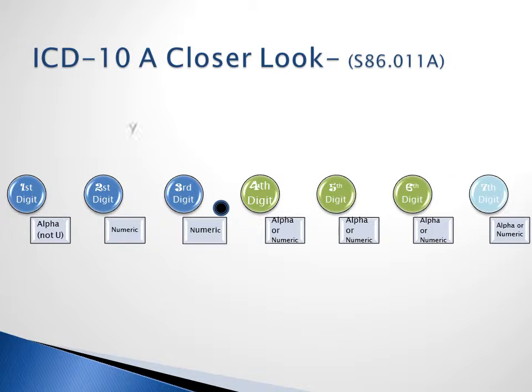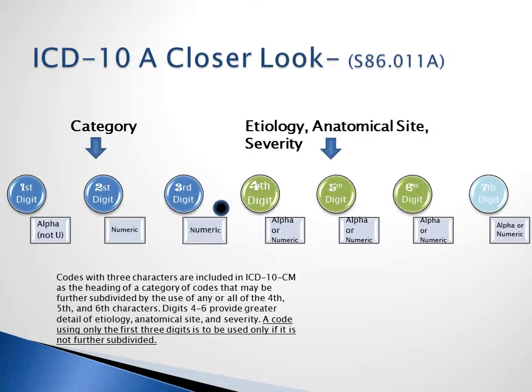Take a closer look at the ICD-10 structure. We're going to utilize S86.011A as our coding example. The first 3 characters in the coding structure are the category. The category is the disease, underlying or related condition, and it's followed by a decimal point. The next 3 digits, 4, 5, and 6, are the clinical details, such as etiology, the cause of the disease, its severity, anatomical location, and other vital details like laterality.